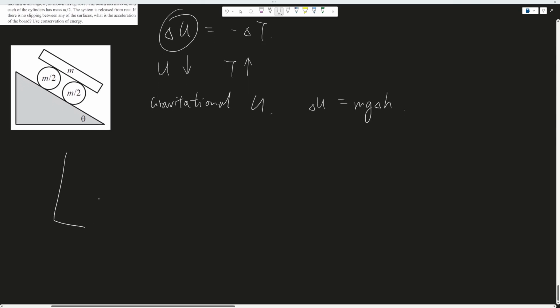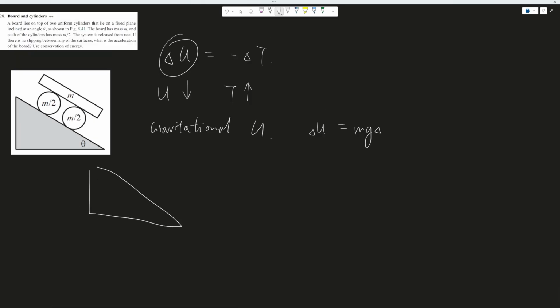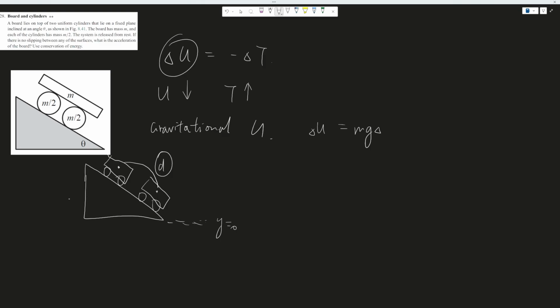So let's say the system is originally here, and then it falls down to here. And then let's call this distance from the center of mass of the board to this center of mass, we call this distance d, representing displacement. And let's say that the zero point is here, y equals 0. And then obviously d must be negative because the potential energy decreases.